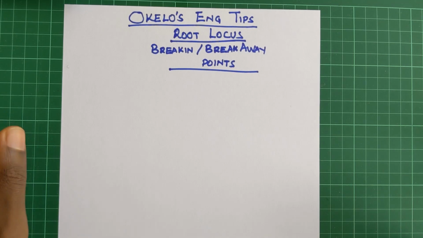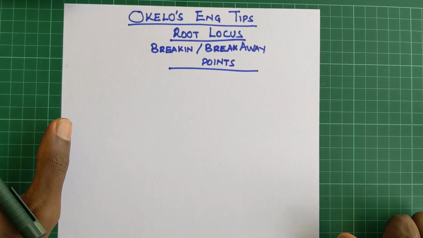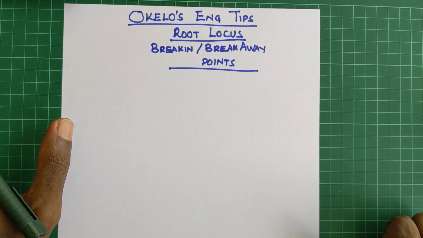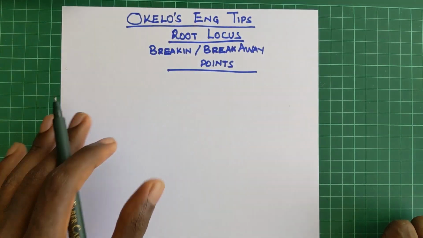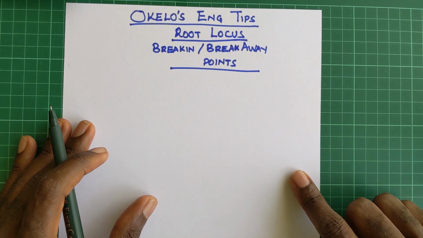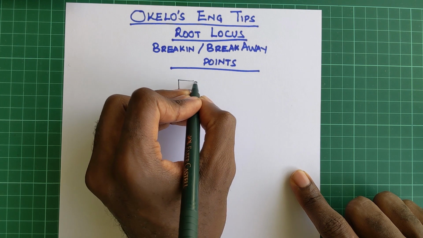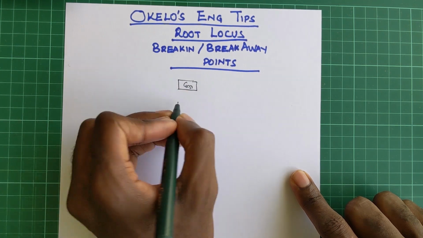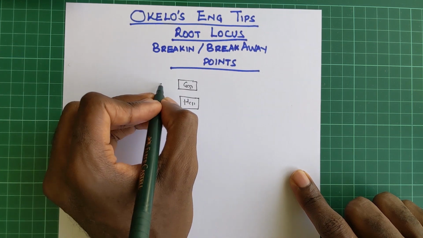For today's engineering tip, I'm going to delve a little bit into control theory and talk about a tip for when you're sketching the root locus, more specifically how to identify the break-in or breakaway points of the root locus. So typically, if you have a control system with, let's say, negative feedback, all right?